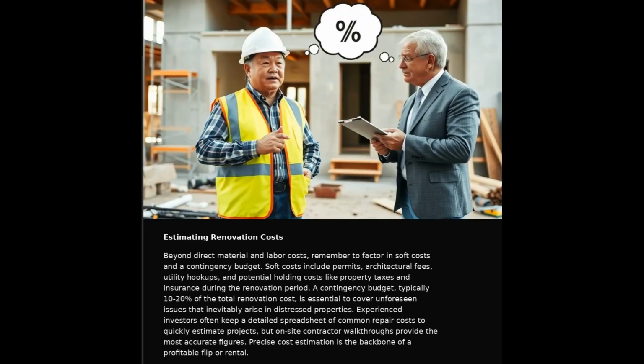Beyond direct material and labor costs, remember to factor in soft costs and a contingency budget. Soft costs include permits, architectural fees, utility hookups, and potential holding costs, like property taxes and insurance during the renovation period. A contingency budget, typically 10 to 20% of the total renovation cost, is essential to cover unforeseen issues that inevitably arise in distressed properties.